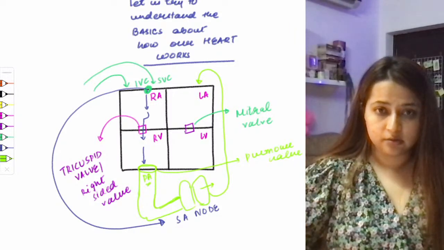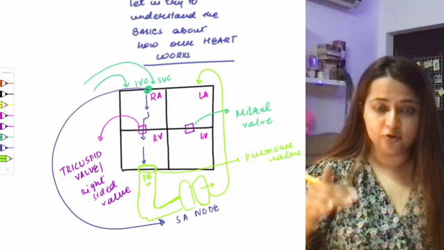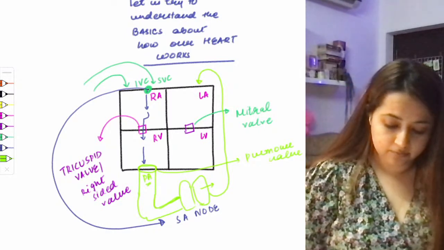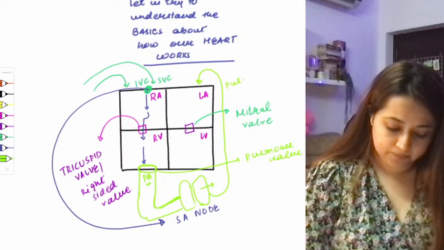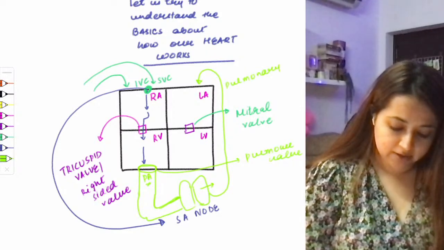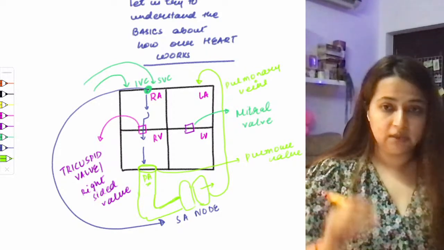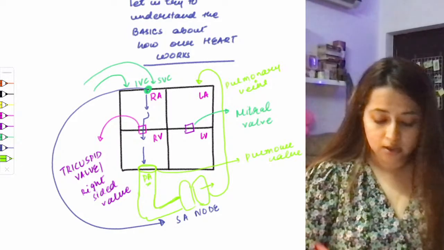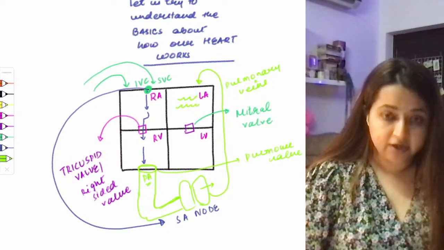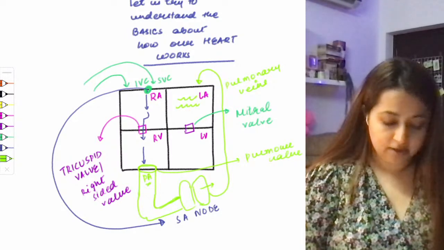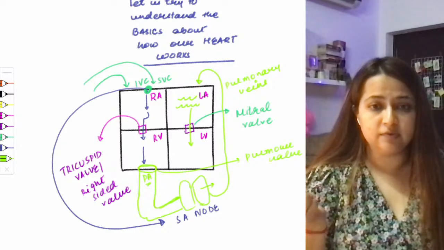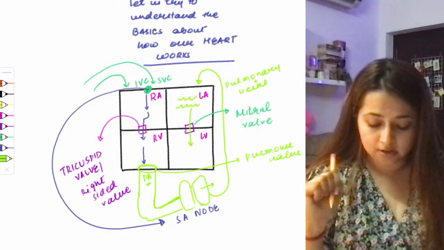So from the lungs, the blood is being carried to the left atrium with the help of pulmonary veins. So pulmonary veins are helping in carrying the blood from the lungs into the left atrium. Now, once the blood reaches the left atrium, the blood has to go into the left ventricle, and this is made possible with the help of the mitral valve when it opens.